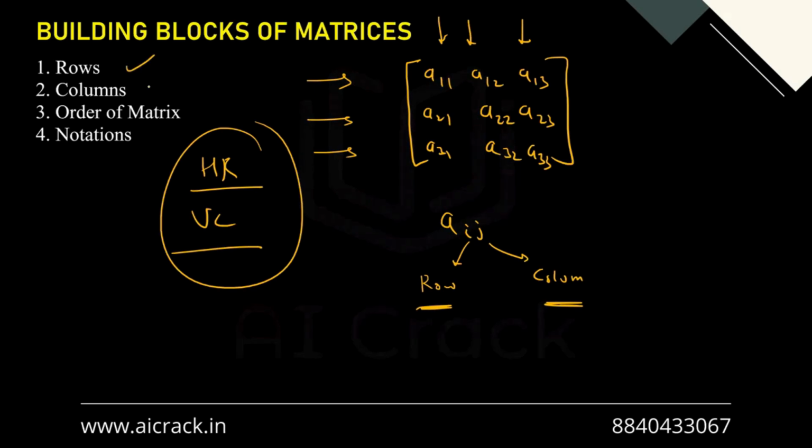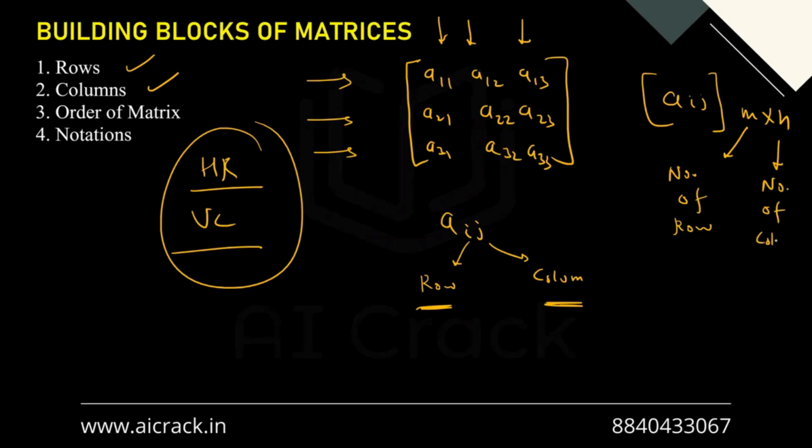Now, this was about rows and columns, and now let's talk about the order of a matrix. This is how we define Aij, M cross N, right? Again, M represents the number of rows, N represents the number of columns. So again, rows first, columns second. You have to write in this format only. So this is how we define the order of a matrix: number of rows cross number of columns, right? And the notations we have already defined: i and j, row and column.